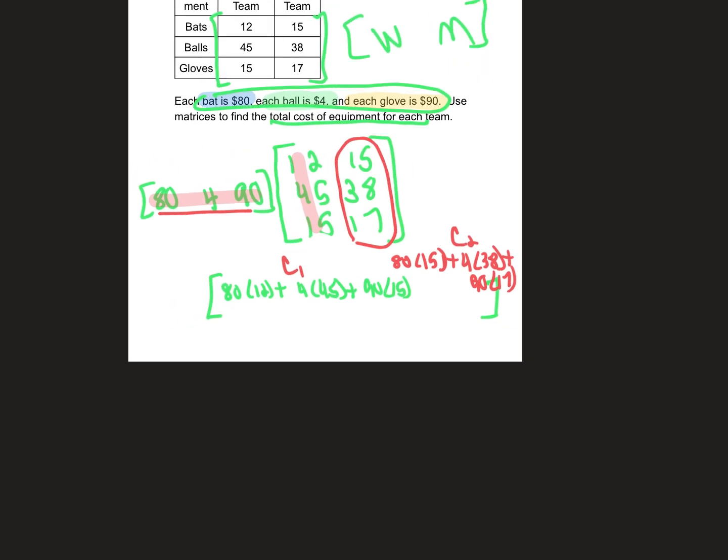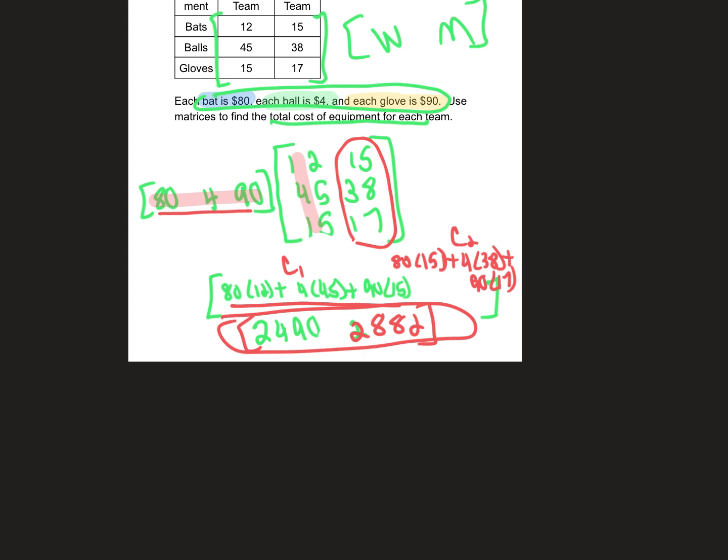When you use your calculator to compile the green, you get that column 1 is 2,490. And then your column 2, when you add up all of your red, you should get 2,882. And what that represents, the $2,490 is the cost of the women's team to have bats, balls, and gloves. The $2,882 is how much it costs for the men's team to have the bats, balls, and gloves.